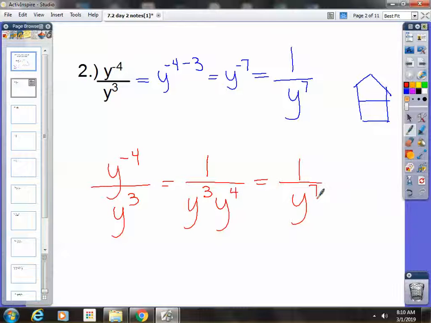How many of you like the top way better, where we're just subtracting the exponents? Anybody like to see where you're changing floors first? You pick what works best for you. And again, there may be times where you use both of these.